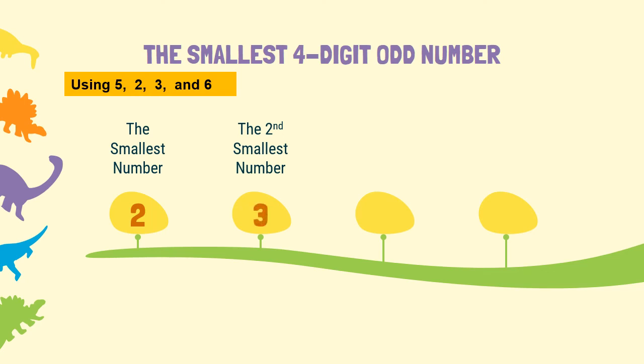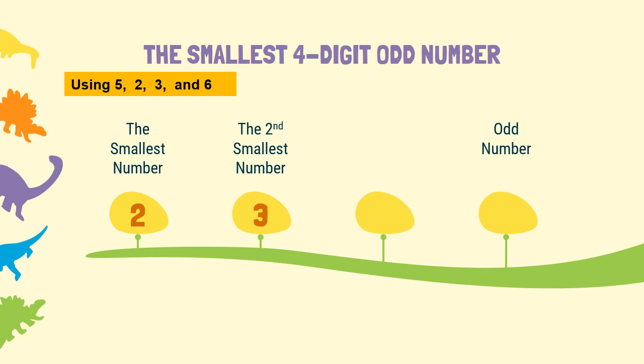Okay, don't go to the tens place first. Read the question again. The smallest 4-digit odd number. Remember, an odd number ends with 1 or 3 or 5 or 7 or 9. So, we must put the number at the last digit first. If we want to form an odd number, we must put 1 or 3 or 5 or 7 or 9, right?